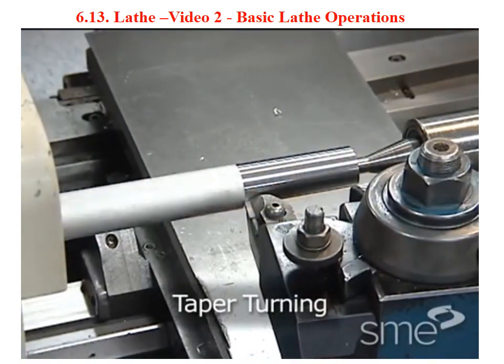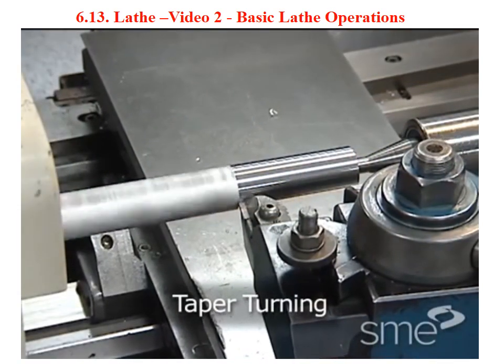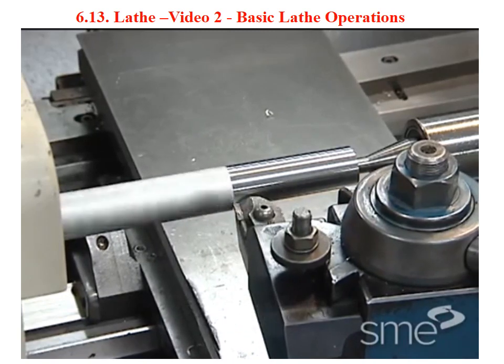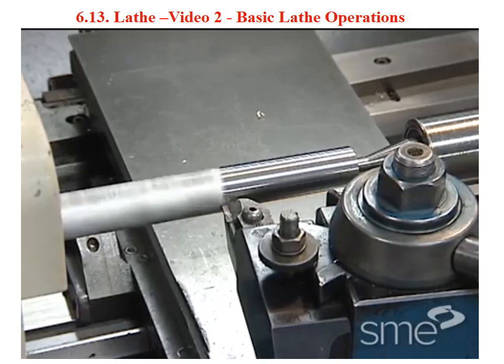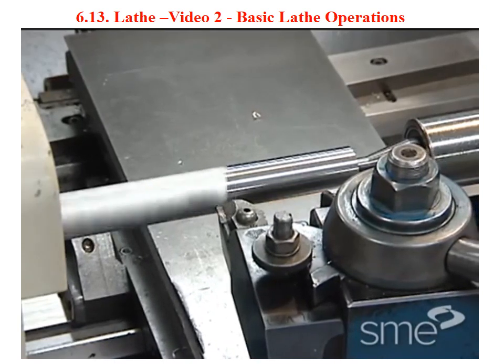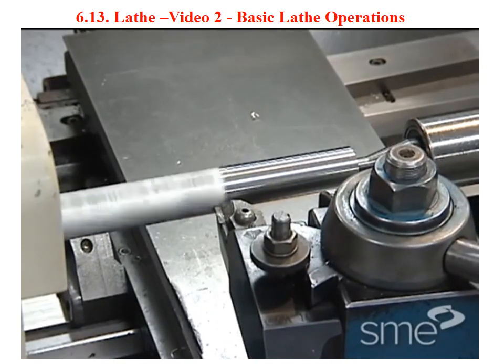Taper turning produces a taper along the axis of the workpiece. Tapers are produced by offsetting the tailstock from centerline or by using a taper attachment. Short, steep tapers can be turned using a compound rest.